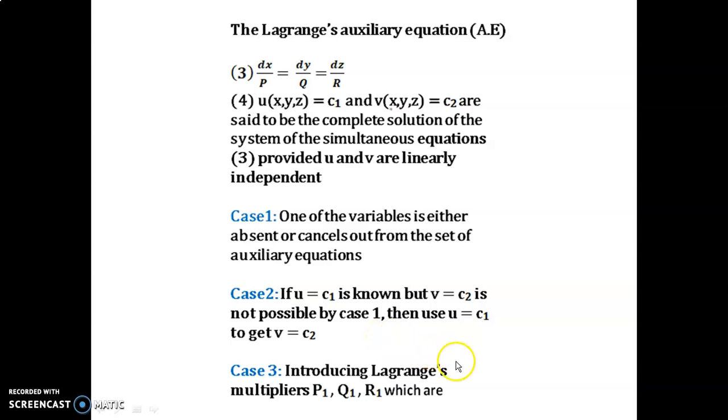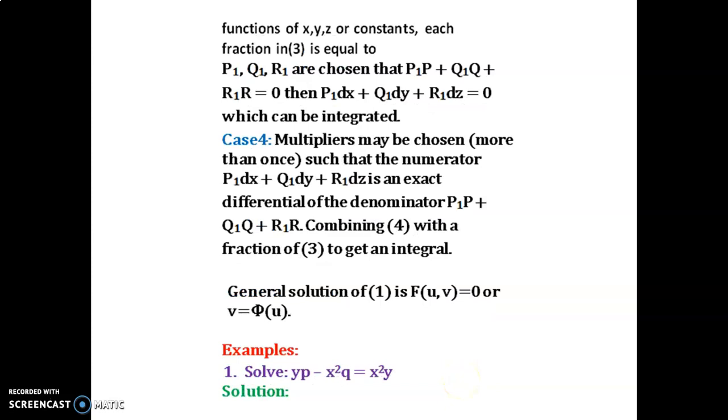Case 3, introducing Lagrange's multipliers P1, Q1, R1 which are functions of x, y, z or constant. Each fraction in 3 is equal to P1, Q1, R1 are chosen such that P1P plus Q1Q plus R1R equal to 0. Then P1 dx plus Q1 dy plus R1 dz equal to 0 which can be integrated.